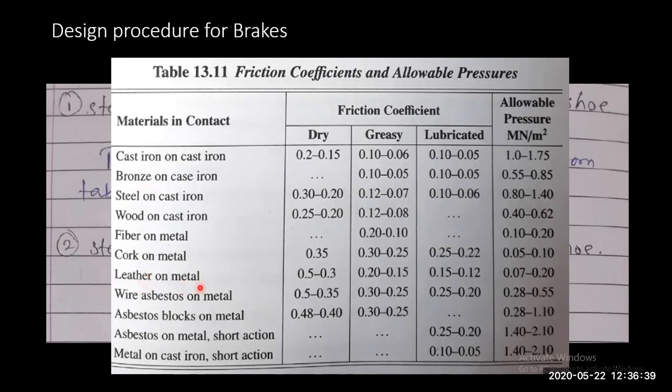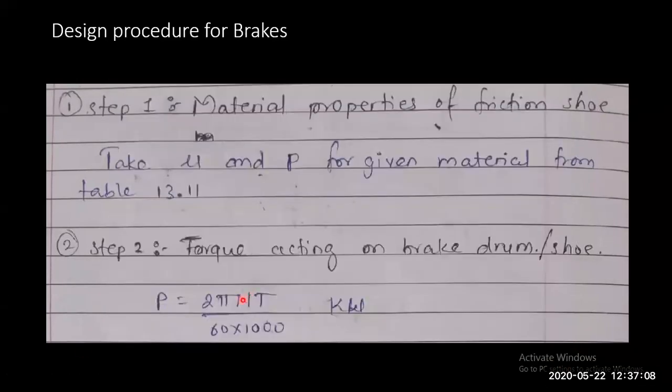So let's say leather on metal, or wire on asbestos, on all these things. So whichever material is given, depending on whether it is dry, greasy or lubricated, this data also will be given in the question. Also for the allowable pressure, whichever range is given, we need to take an average of this, or you can take any value in between. So better take an average and note down the material, the coefficient of friction mu and pressure P.